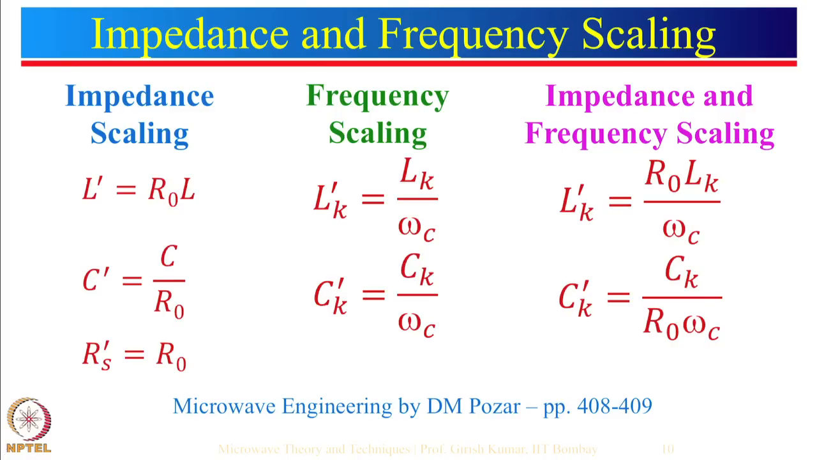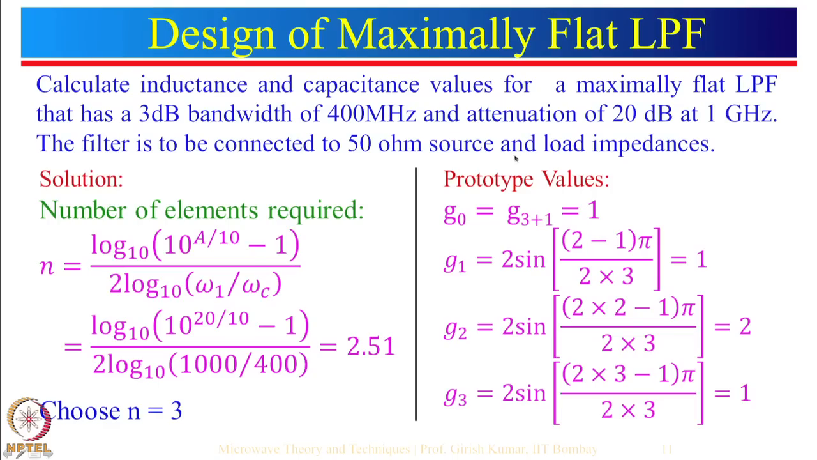So, let us take now an example. So, we will start with an example that we need to design a low pass filter with a cutoff frequency of 400 megahertz, and we want attenuation of 20 dB at 1 gigahertz, and it is given that the source and load impedances are 50 ohm. So, the first thing what we need to do is we need to find out what is the order of the filter.